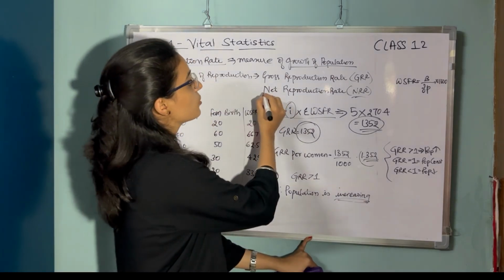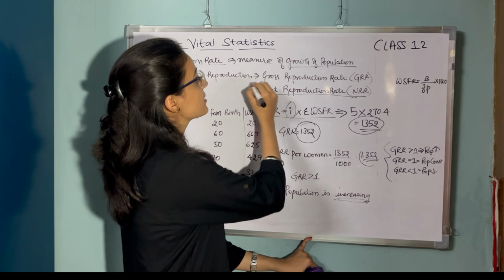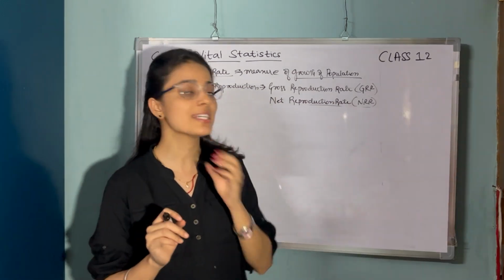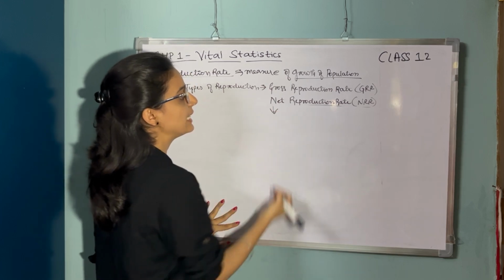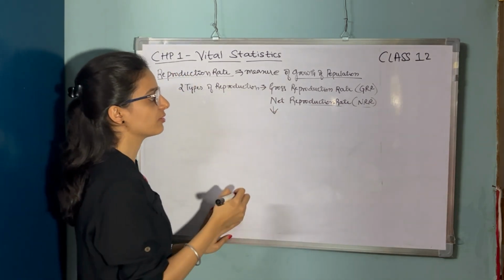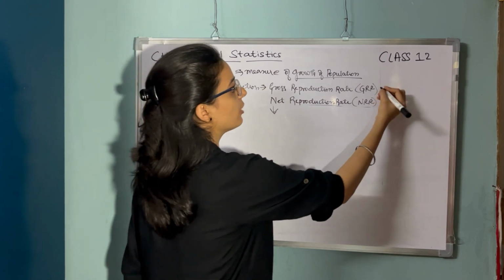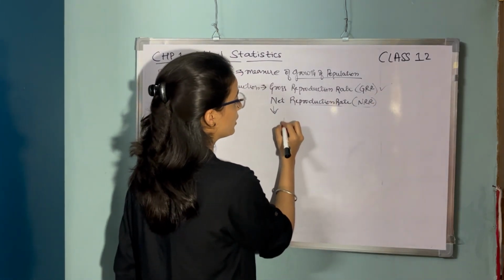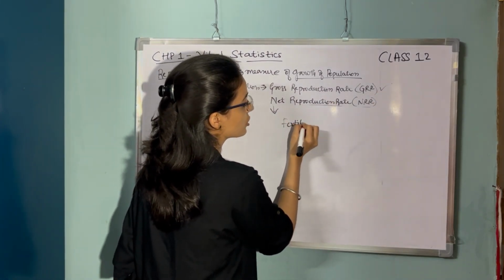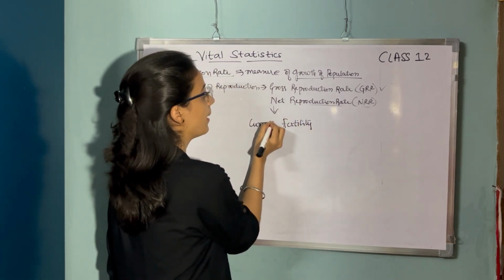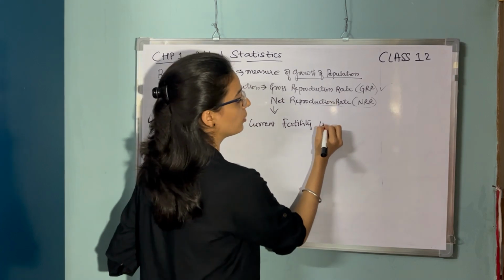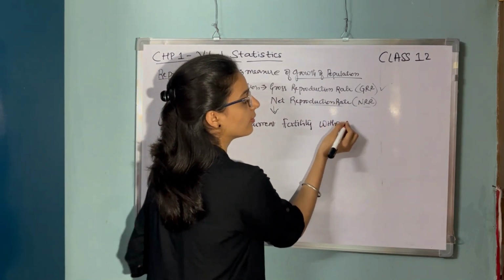Now let's look into our next reproduction rate, that is NRR, Net Reproduction Rate. When we were looking into GRR, we saw that it takes into consideration current fertility, but without mortality.